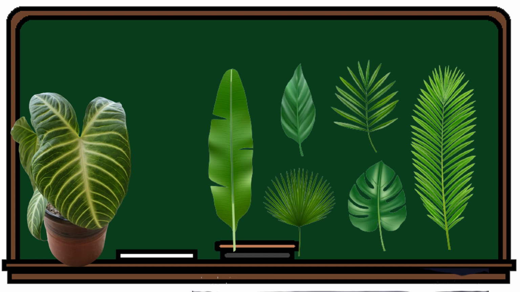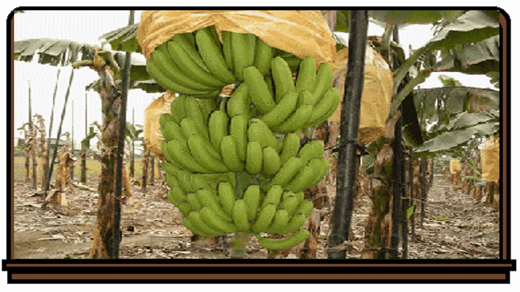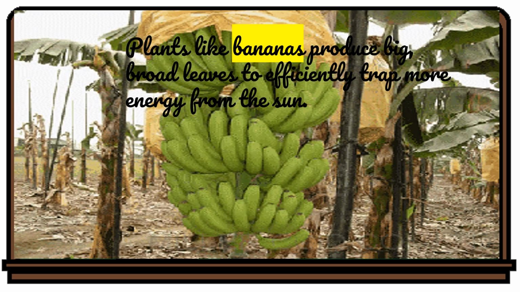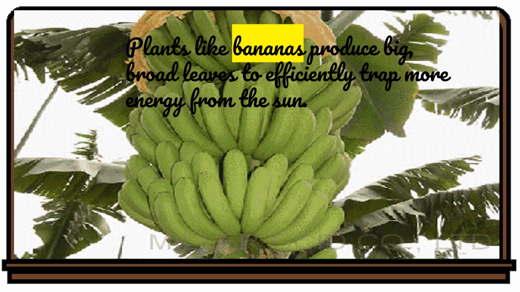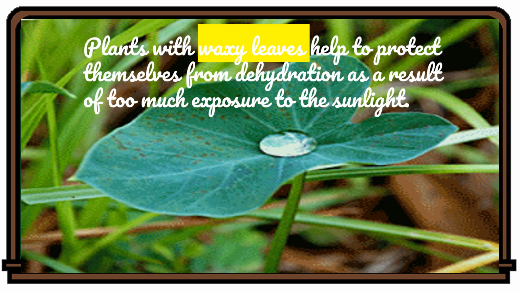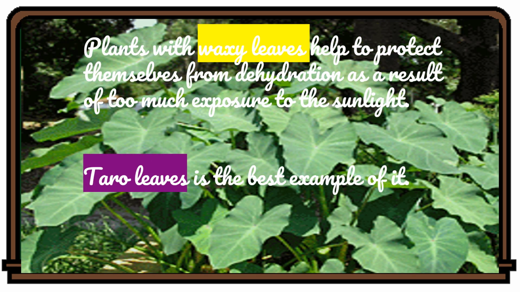Do the plants have the same leaves? No, they have different leaves. Some leaves are narrow, others are wide. Plants have different characteristics. They differ in size. Some are small, others are big. Shapes and sizes of the leaves are also important for survival. Plants like bananas produce big, broad leaves to efficiently trap more energy from the sun. Plants with waxy leaves help to protect themselves from dehydration as a result of too much exposure to sunlight. Taro leaves are the best example of it.